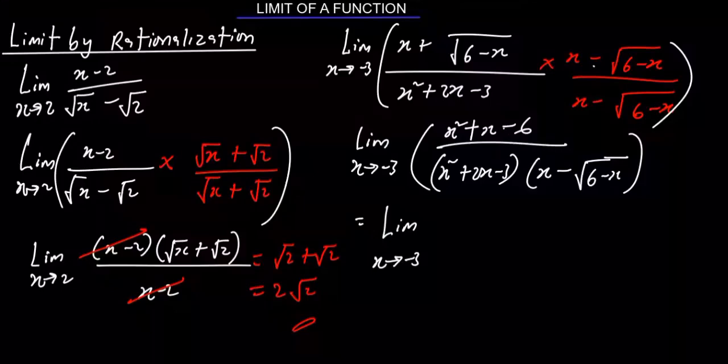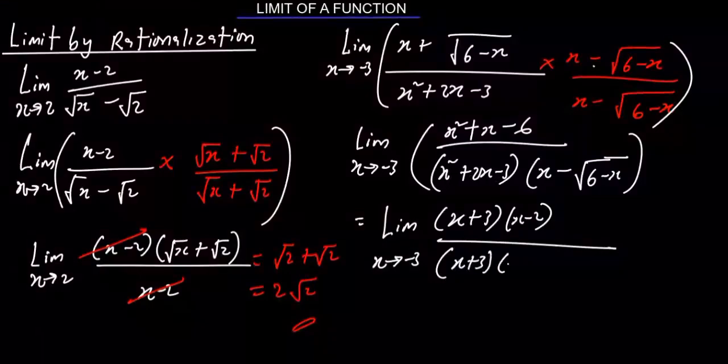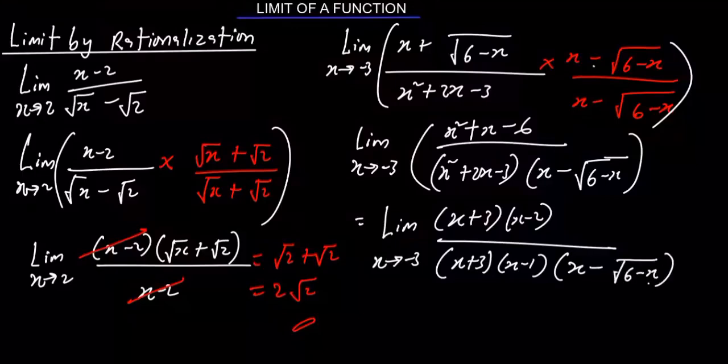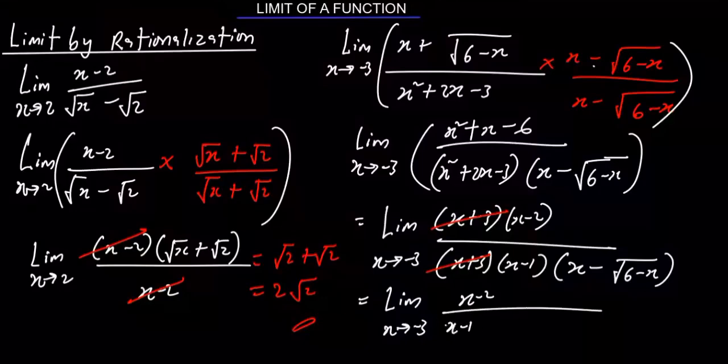Factorize this. If I factorize this, I'll have x plus 3, x minus 2, all over, and if I factorize this, I'll have x plus 3, then x minus 1, then x minus square root of 6 minus x. Good. Do you see that? So surely this and this will take care of each other. So I'm having the limit as x tends to minus 3 of x minus 2 over x minus 1, times x minus square root of 6 minus x.